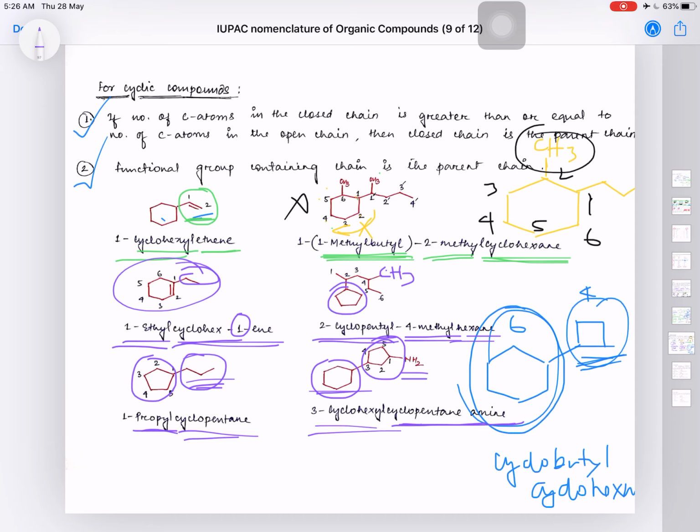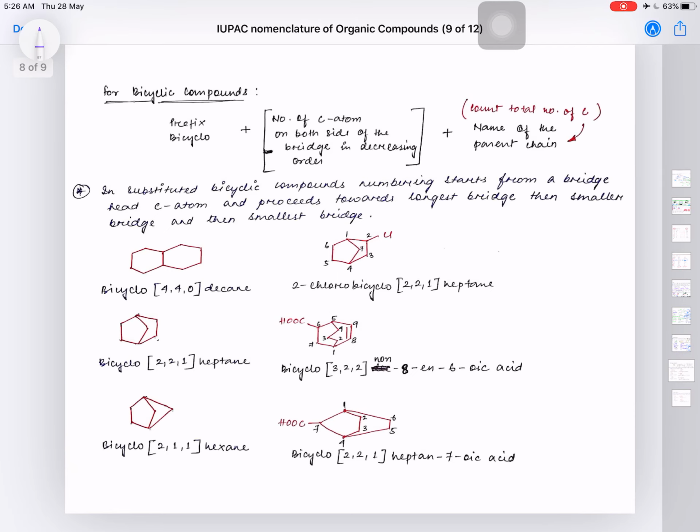Okay, so in this way you just follow these 2 rules and you'll be able to write the IUPAC nomenclature for any cyclic compound. If you follow these 2 rules, it is easier to write, and just do some examples from any textbook you get. Okay, so next we will be discussing the IUPAC nomenclature for bicyclic compounds.